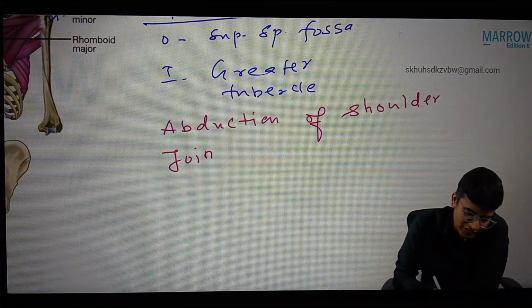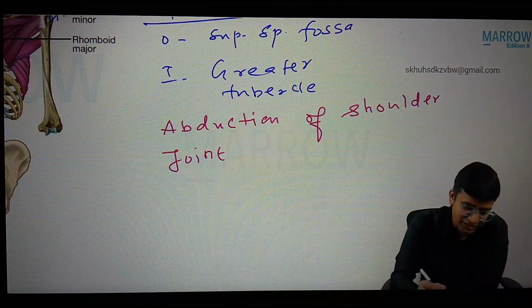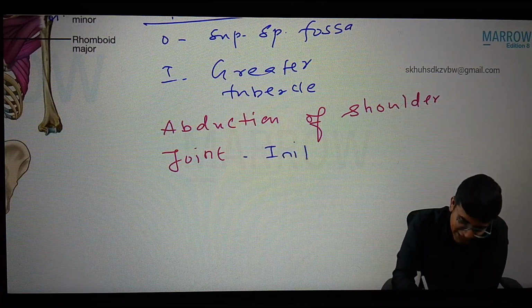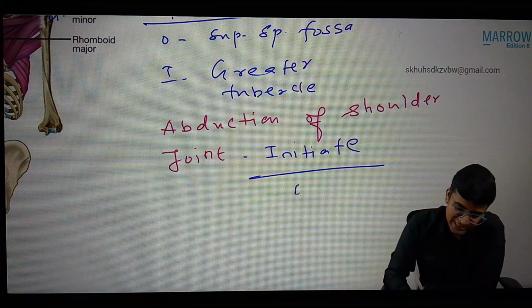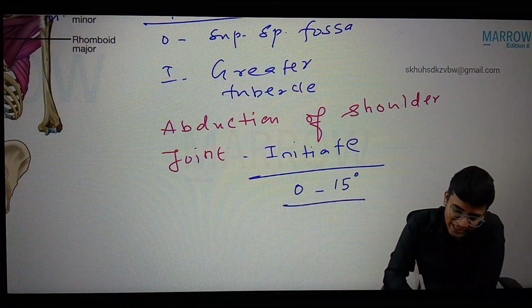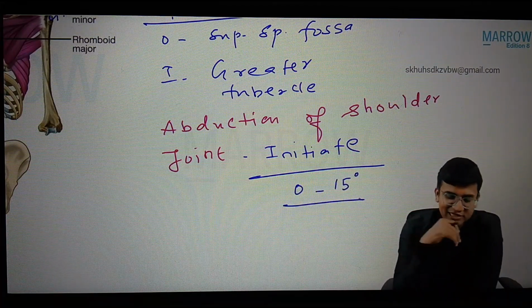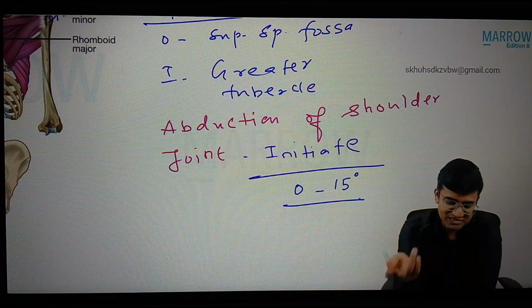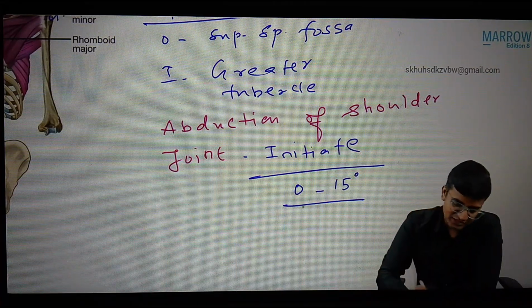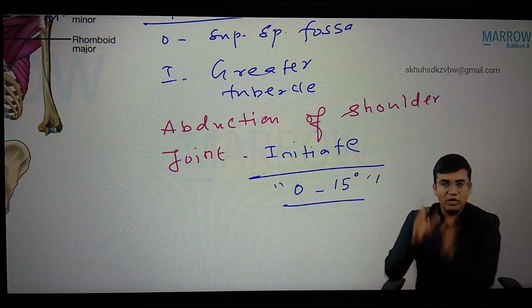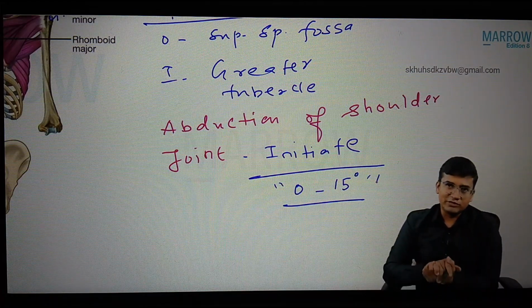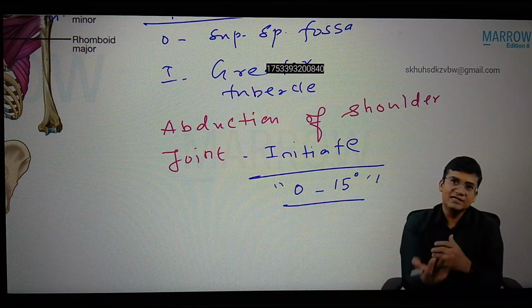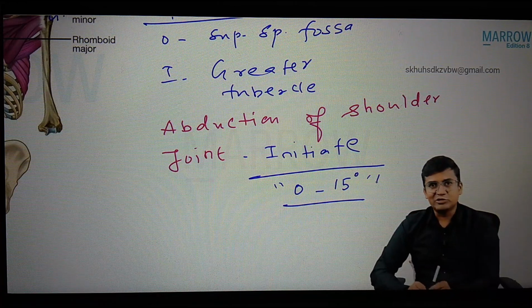Abduction of the shoulder joint. Now please remember, this muscle initiates the abduction of the shoulder joint. How many degrees, sir? 0 to 15-degree abduction is done by this muscle. So the supraspinatus muscle initiates the abduction from 0 to 15 degrees, only up to 15 degrees. After 15 degrees, the middle fibers of deltoid will take over, up to 90 degrees. After 90 degrees, trapezius and serratus anterior will take over.